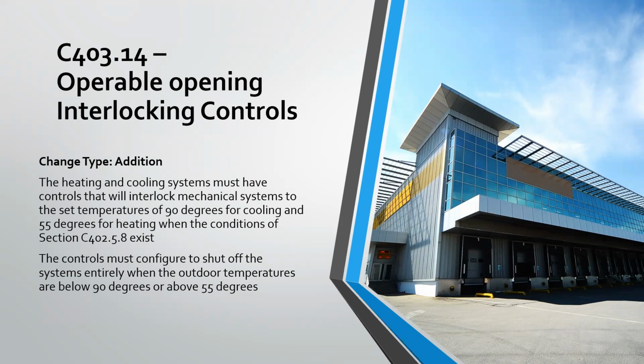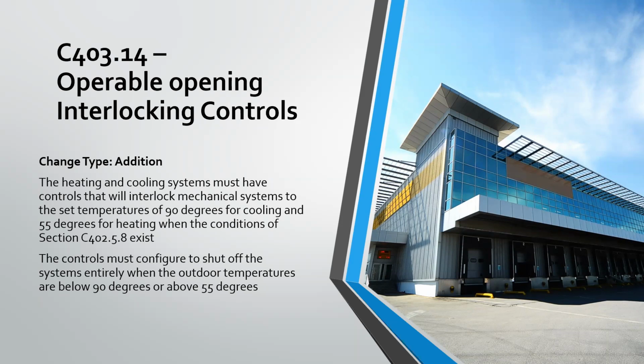But those also should be interlocked with the HVAC, where it changes the set temperature to 90 degrees for cooling and 55 for heating when the conditions exist in C402.5.8. And these controls should also be able to shut it off completely if the outdoor temperature is below 90 or above 55 degrees.